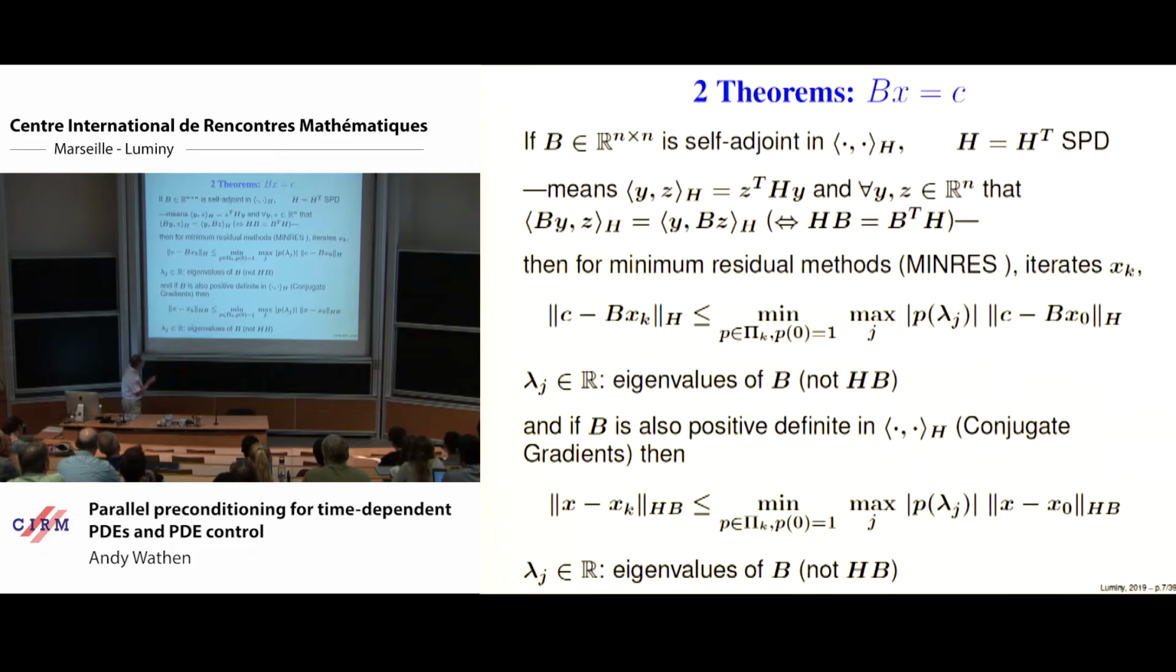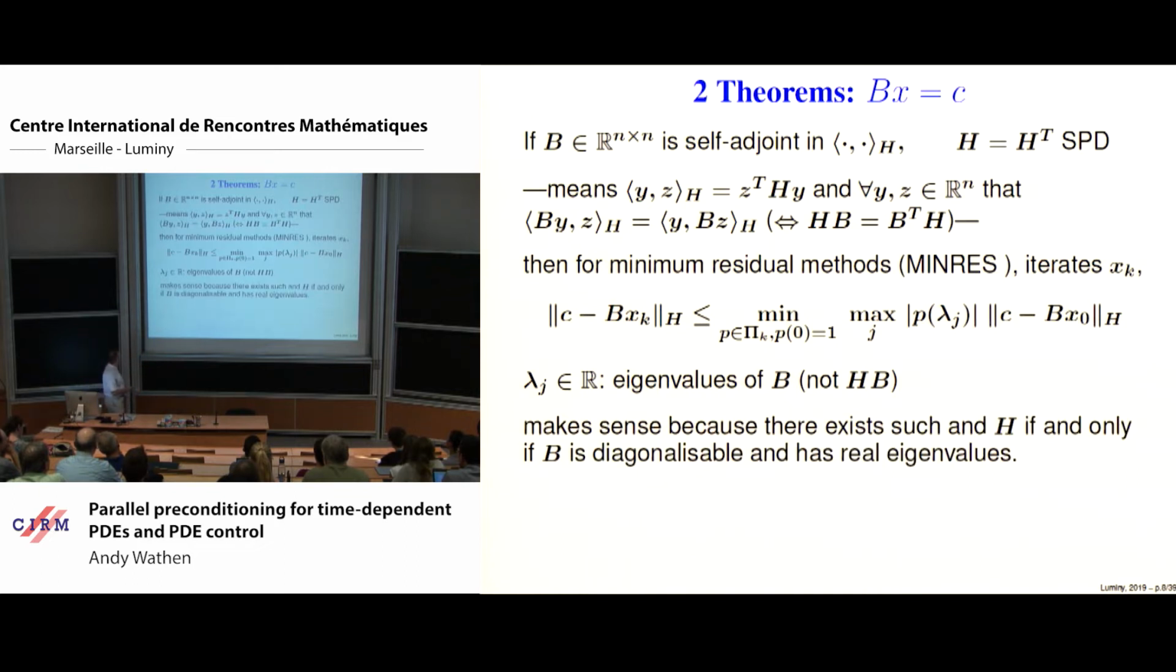And if B is also positive definite in this inner product, then you can use conjugate gradients, and then the theorem is that the error in the HB norm, so HB is symmetric, that's what this statement says, is less than or equal to the min-max polynomial, again over lambda, times the initial error in the HB norm. And again, lambda j are the eigenvalues of B, not the eigenvalues of HB. And why does this make sense? This makes sense because there exists an H such that B is self-adjoint in this inner product if and only if B is diagonalizable and has real eigenvalues. So that's why this makes sense.